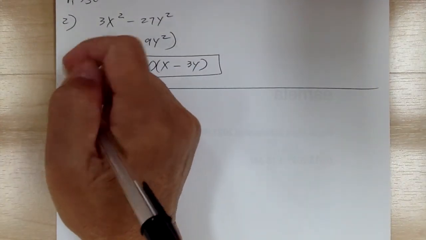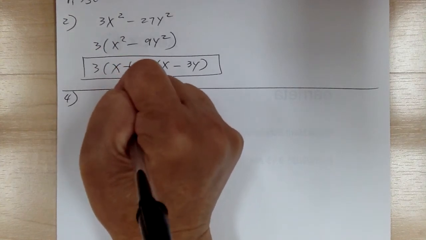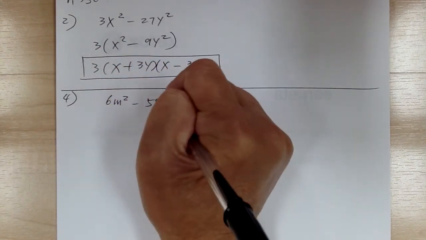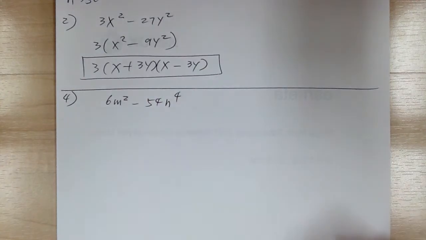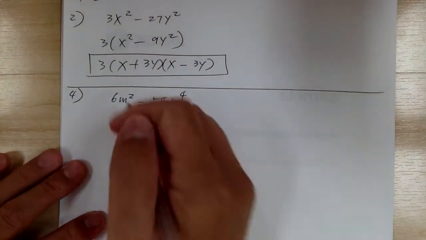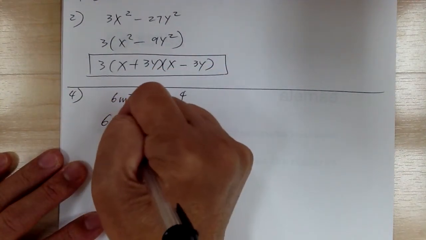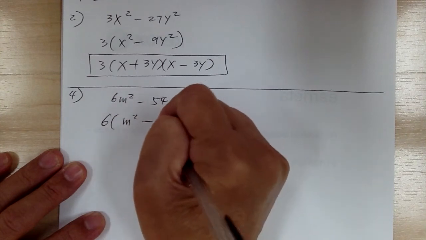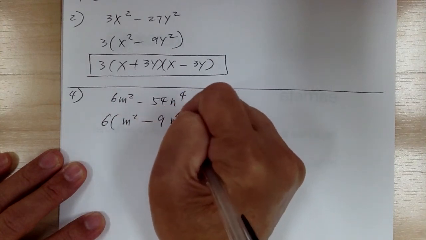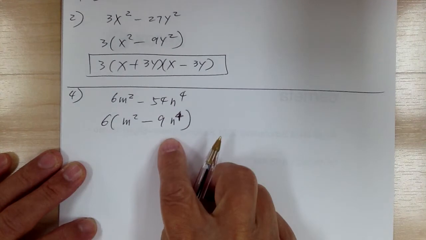Number 4, you have 6m squared minus 54n to the 4. Okay, so step 1, common factor: factor out the 6. So you get m squared minus 9n to the 4. So that's your step 1.